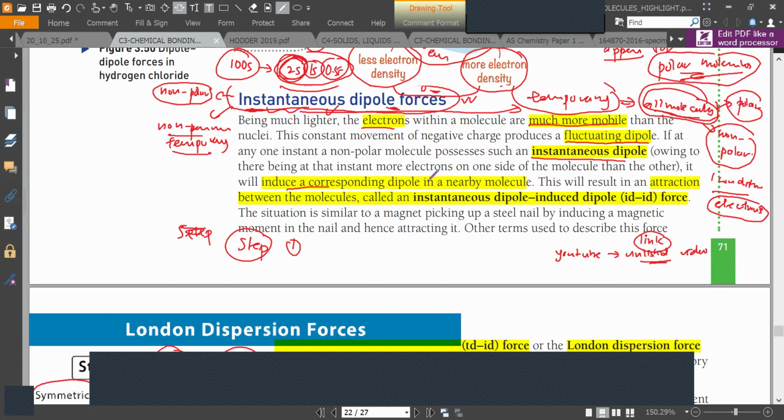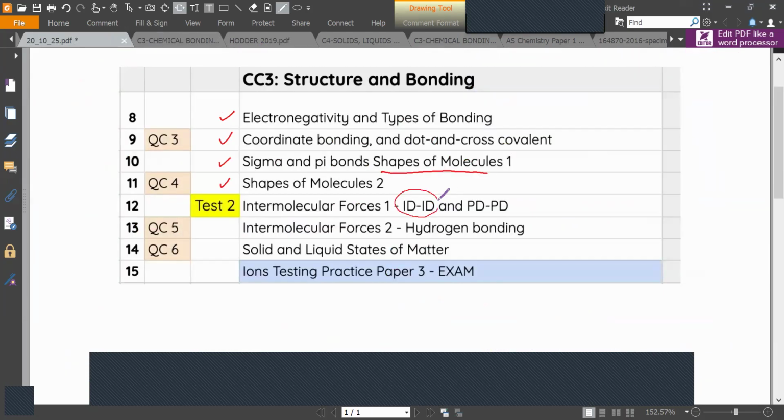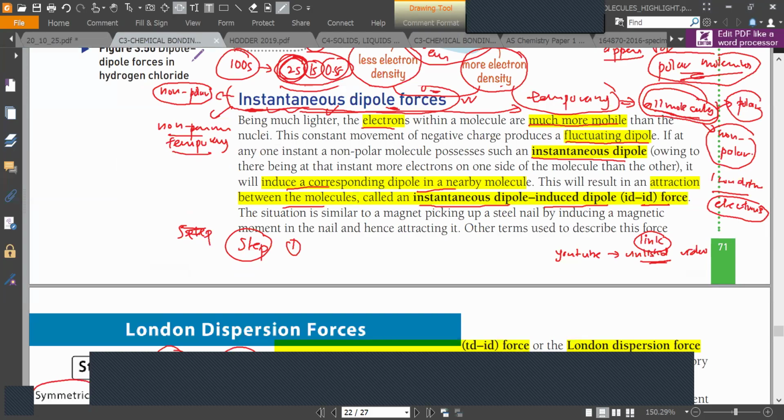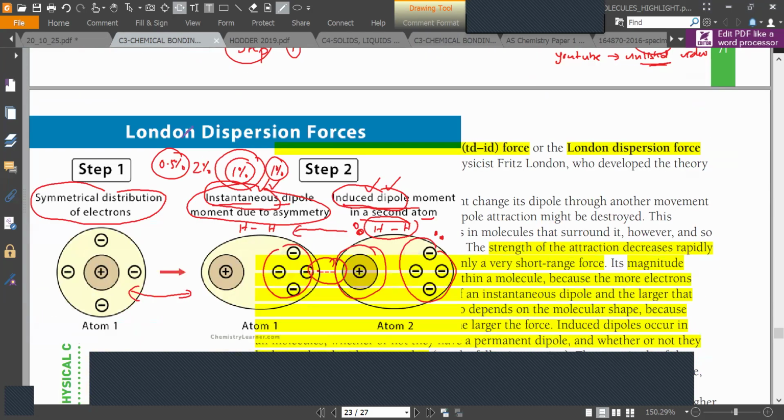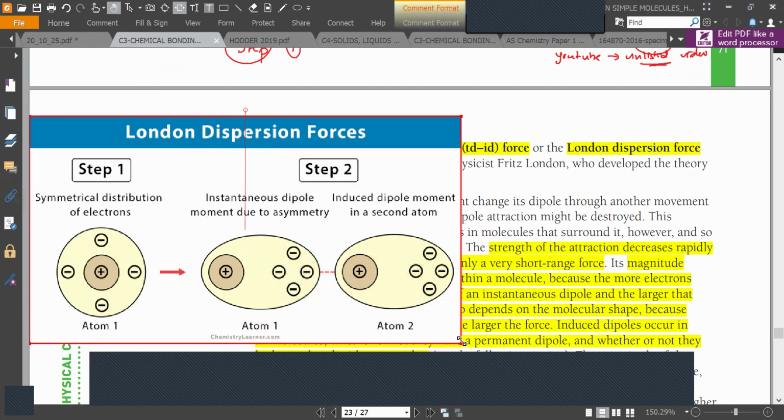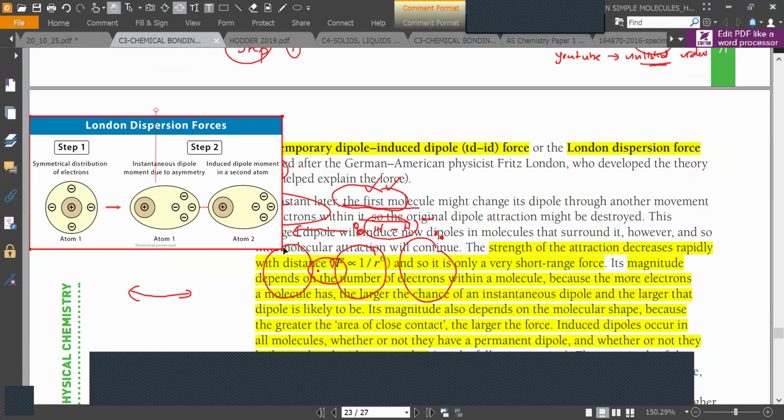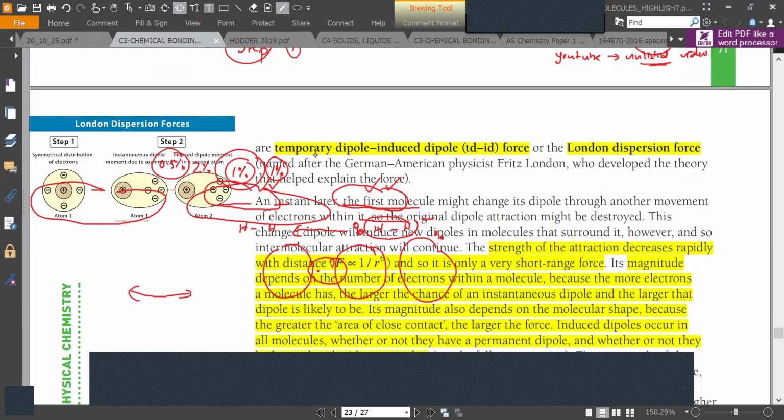It will induce a corresponding dipole in a nearby molecule. The attraction between the molecules is called the instantaneous dipole, induced dipole force. So that's what we mentioned here: permanent dipole, instantaneous dipole, induced dipole. We have another name for it: temporary dipole, induced dipole, or London dispersion force.